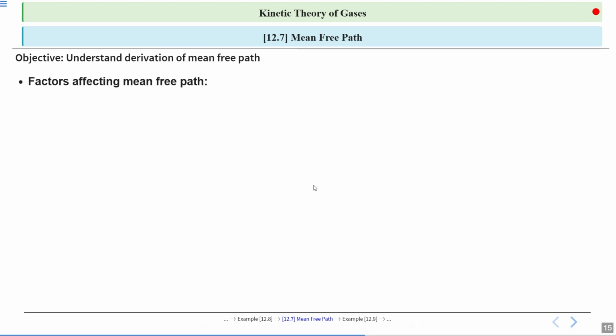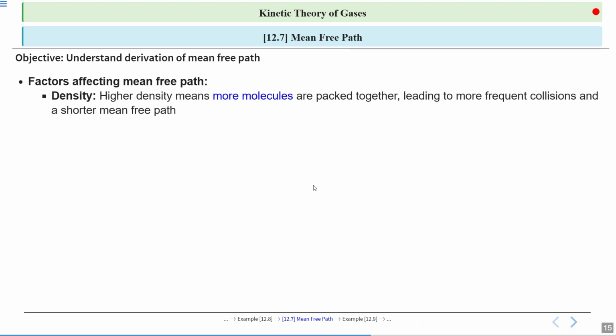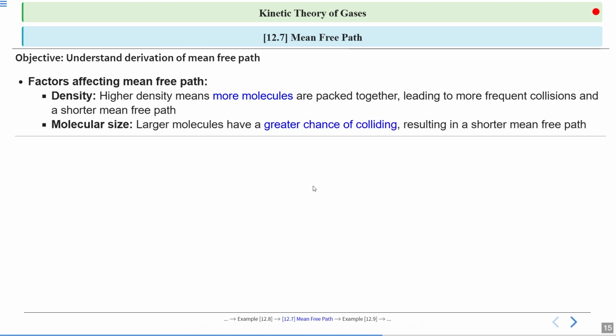Factors affecting mean free path. The first factor is density. Higher density means more molecules are packed together, leading to more frequent collisions and a shorter mean free path. And the next factor is molecular size. Larger molecules have a greater chance of colliding, resulting in a shorter mean free path. So these are two important factors.